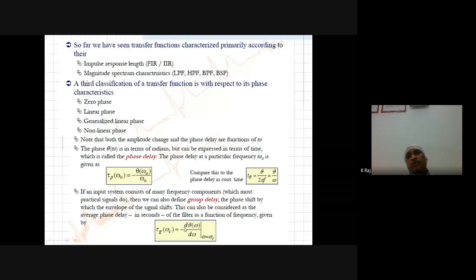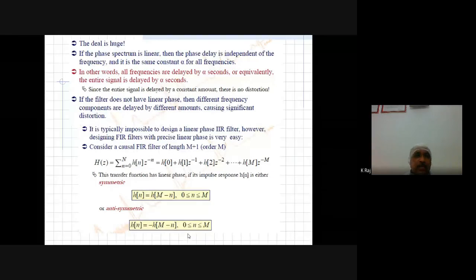Group delay means there is a range of frequencies, and if the delay is the same for every frequency, then there will be no change in the shape, or no distortion, so the information remains safe. This is the linear phase response. But what is the condition? Theta omega must change linearly with respect to omega. If the filter doesn't have linear phase, then different frequency components are delayed by different amounts, and hence distortion will take place.